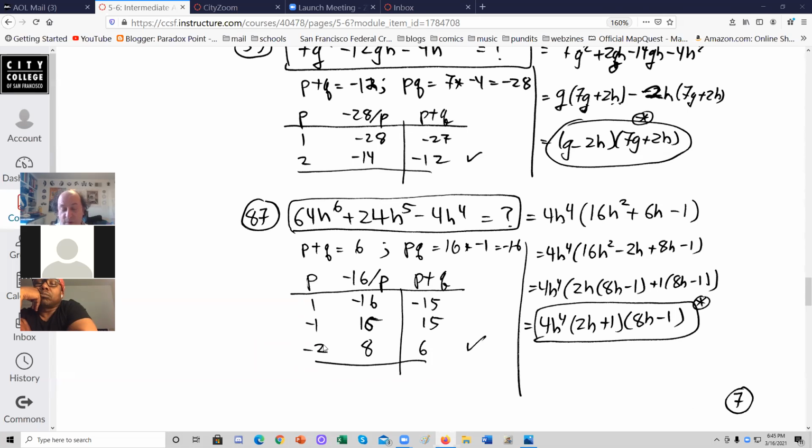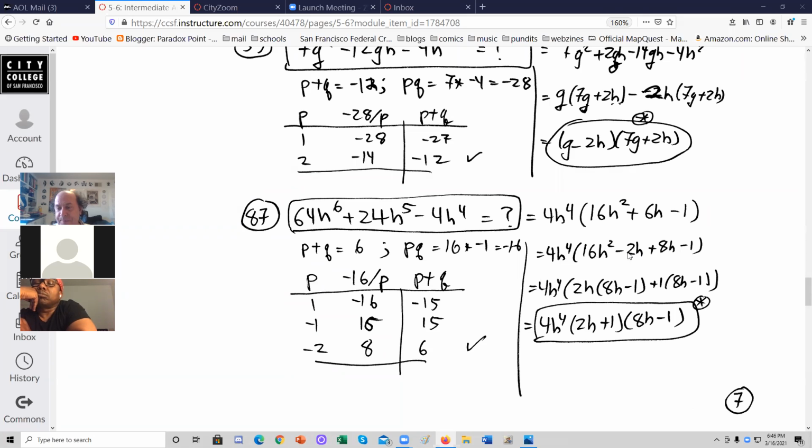Let's try -2 for p. Then q is -16 over -2, which is 8. -2 plus 8 is 6. Yes, as required. So let me write this 6h as minus 2h plus 8h: 4h to the fourth times 16h squared minus 2h plus 8h minus 1.